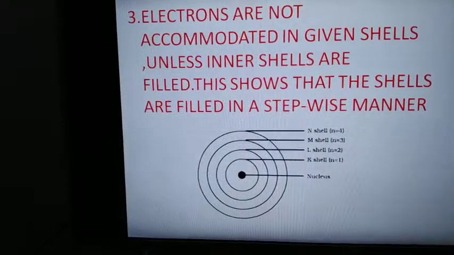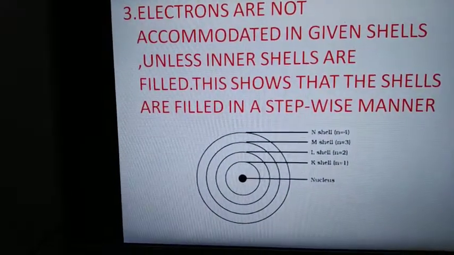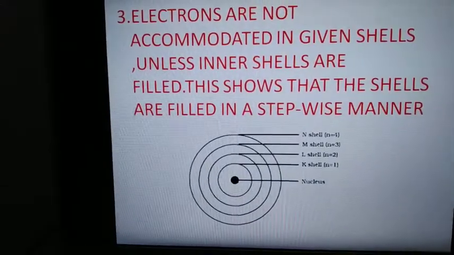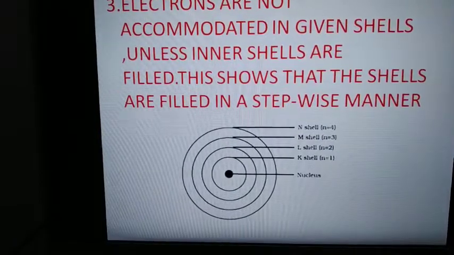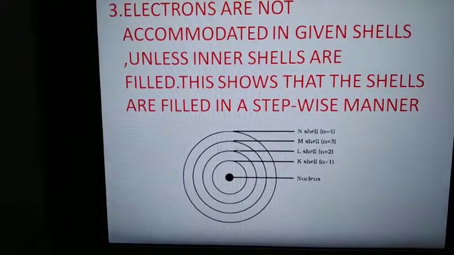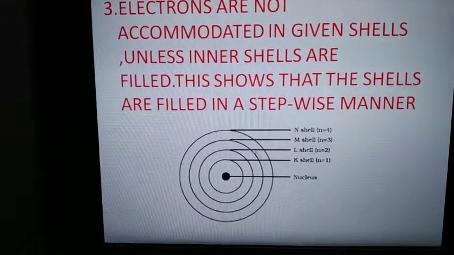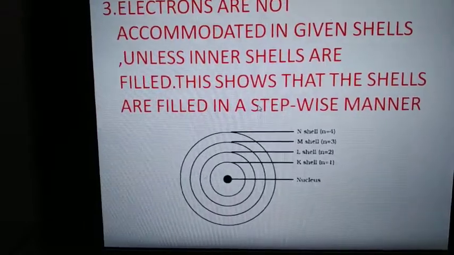Electrons are not accommodated in a given shell unless the inner shells are filled. This shows that shells are filled in a stepwise manner. If electrons are not filled in the inner shells, they cannot move to the outer shells. If the second shell is filled with 8 electrons, then only can electrons move to the third shell. Thank you.